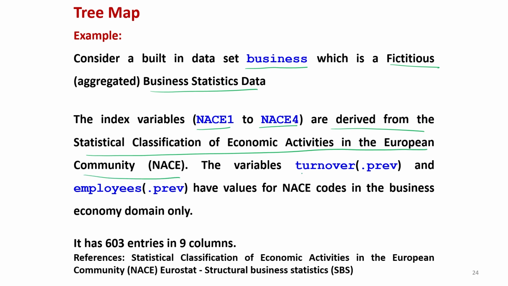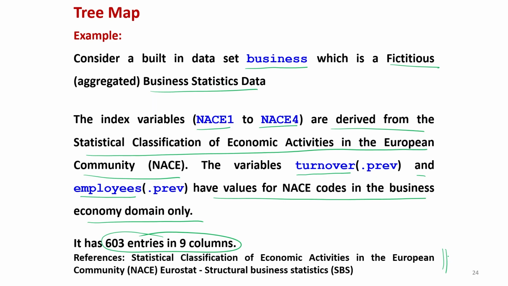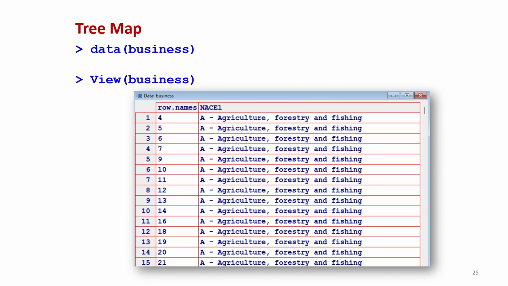And there are variables like turnover and employees, which have values for NACE codes in the business economy domain only, and it has 603 entries in 9 columns. This has been taken from this reference, statistical classification of economic activities in the European community, Eurostat, structural business statistics. My idea is only to show you how the tree map will look when you have more variables and bigger data sets.